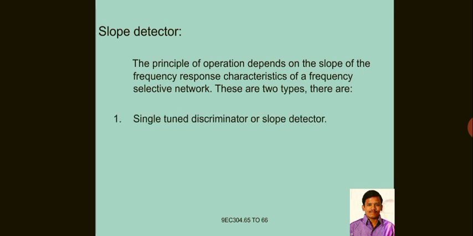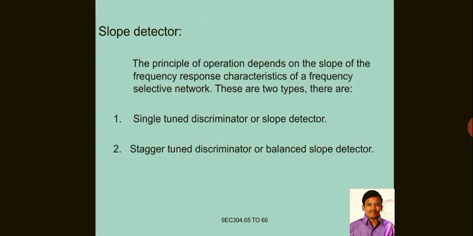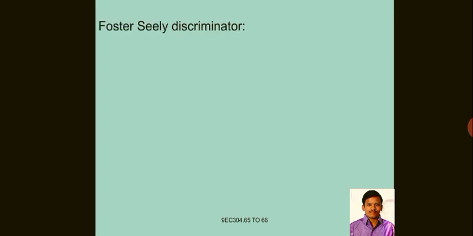So these are the two types. First one is the single tuned discriminator or slope detector. Next one is the staggered tuned discriminator or balanced slope detector. Then we will see the phase discriminator, in which we extract the original modulating signal from the frequency modulated wave. In this one the major types are the Foster-Seeley discriminator and the ratio detector.